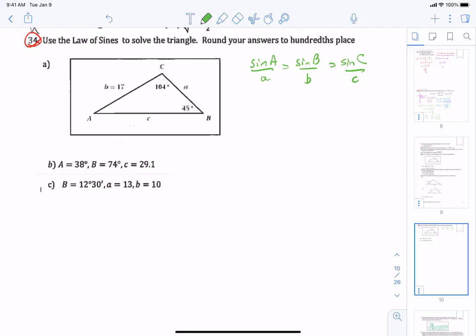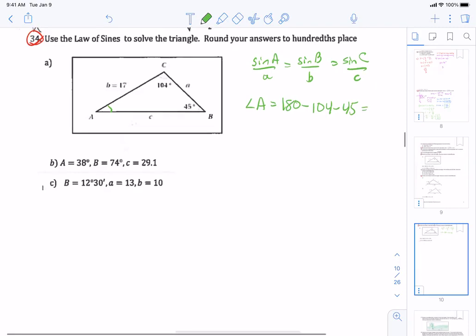Okay. So, we're missing angle A, but if you have two, it's a really simple process. Just use the 180 rule. Angle A is just going to be 180 minus 104 and 45. And that's going to be 31 degrees. Okay. So now all the angles are accounted for. Let's look for the side A that's missing, because we've got a missing side.